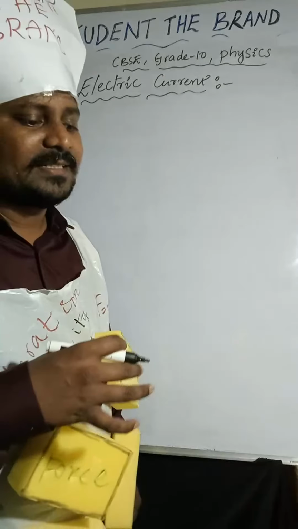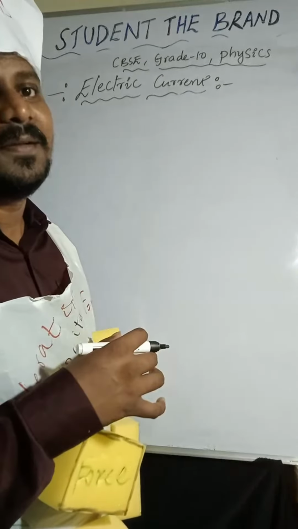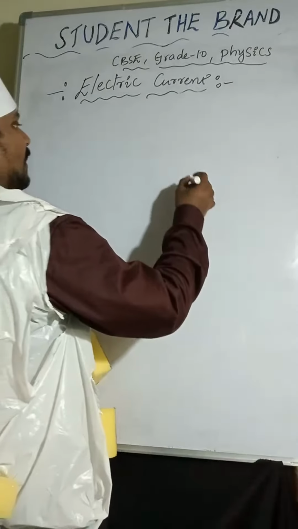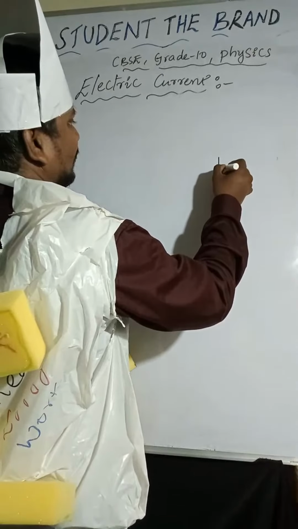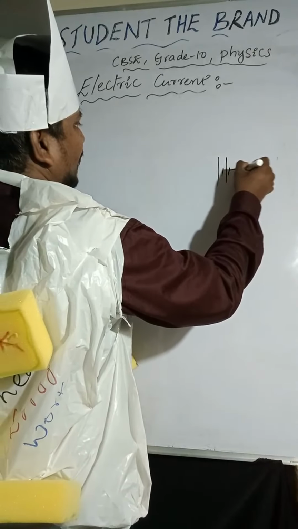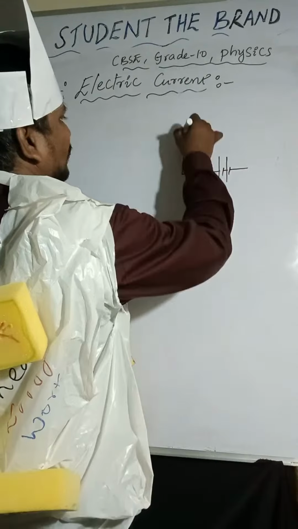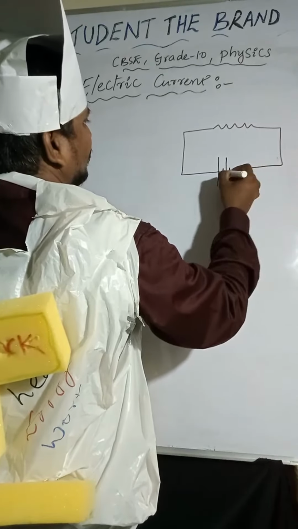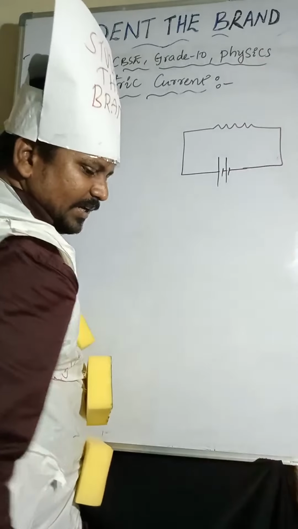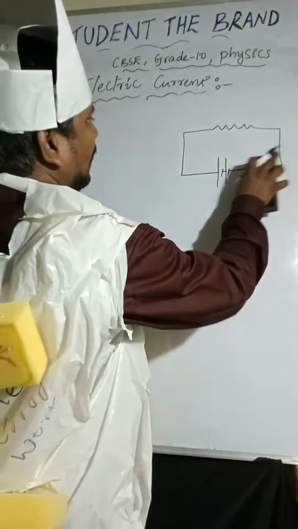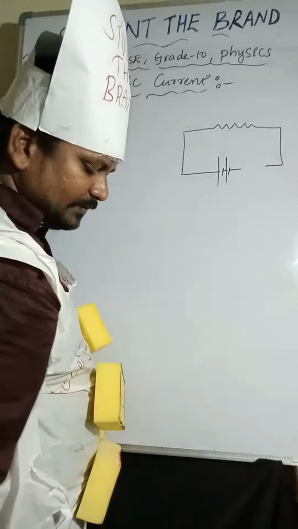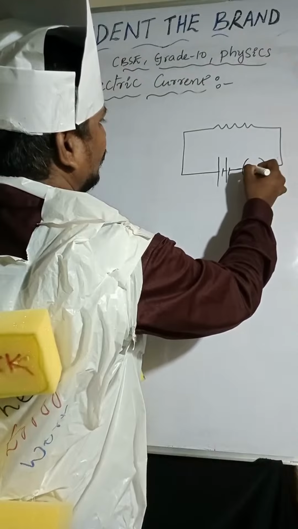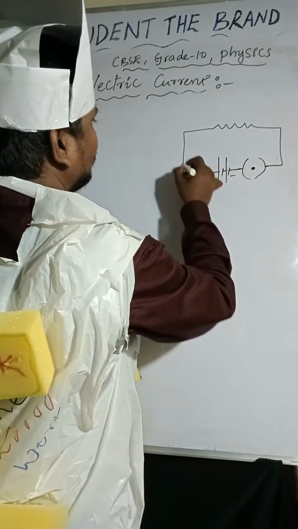Next, we'll discuss one more topic, that is about an electric circuit. So here I am taking the cell. Battery I am taking. Current is flowing. This is a resistor. So a switch we can take. I am taking the switch here. Closed switch. Current is flowing.